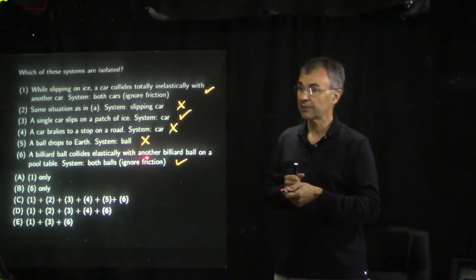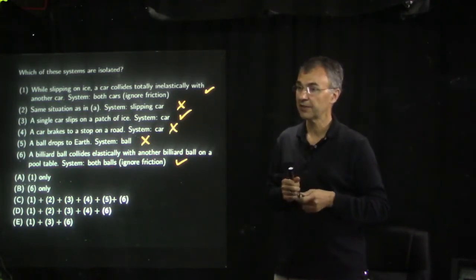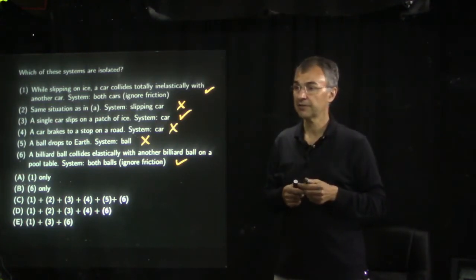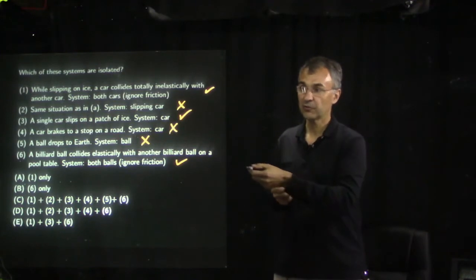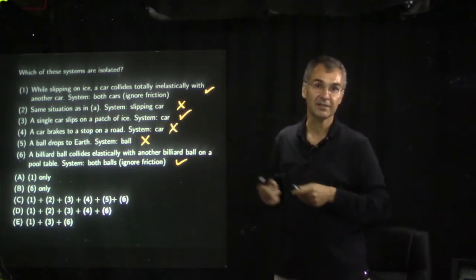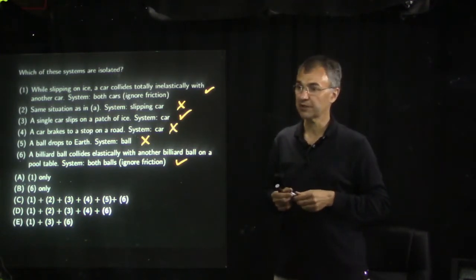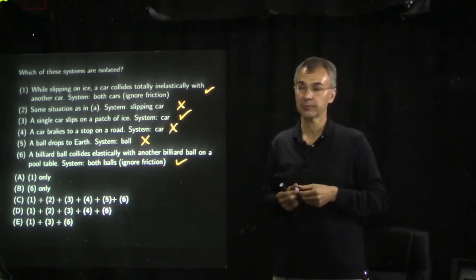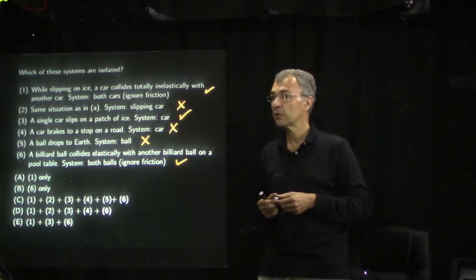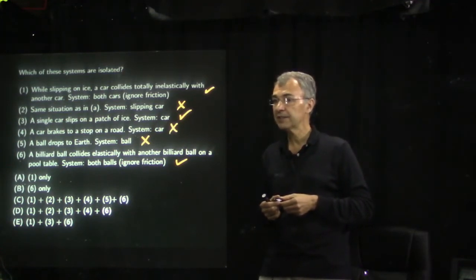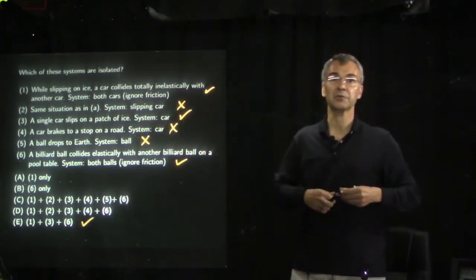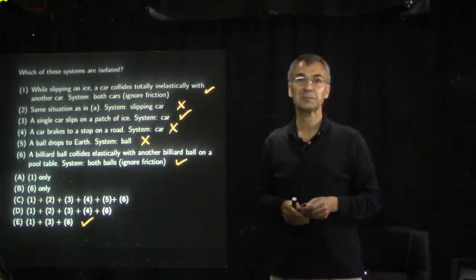Billiard ball collides elastically with another billiard ball on a pool table. The system is both balls. Yeah, so I think that the two balls are interacting with one another and not with the table. I guess this is assuming that they're in the middle of the table, not right up against the rails of the pool table. And we're assuming that the frictional interaction with the cloth is negligible. So I think 1, 3, and 6. So I guess my answer would be echo, 1, 3, and 6.